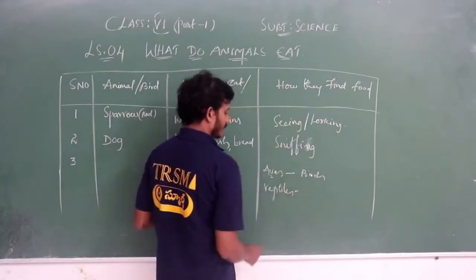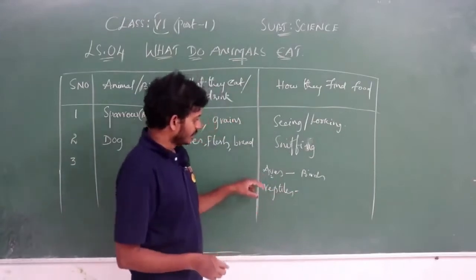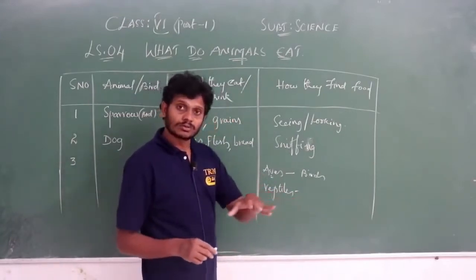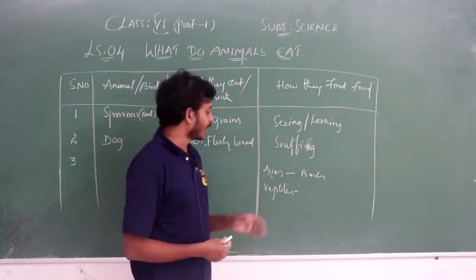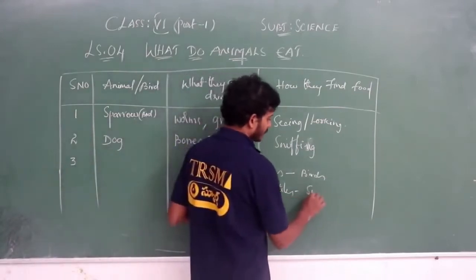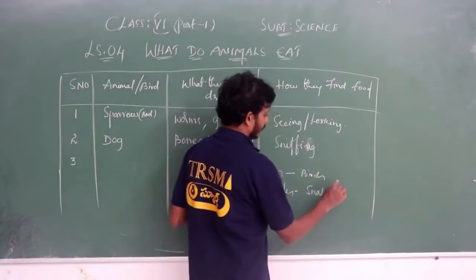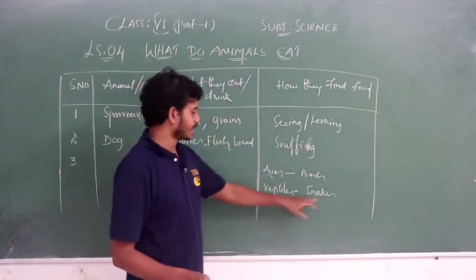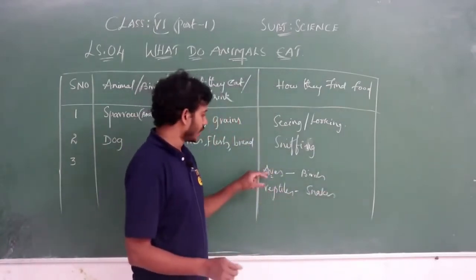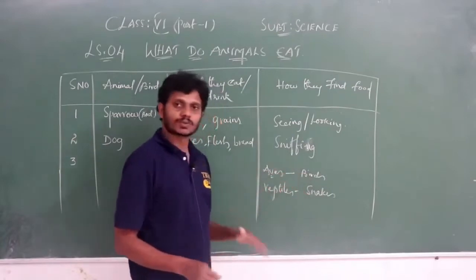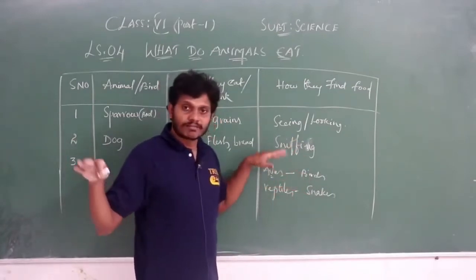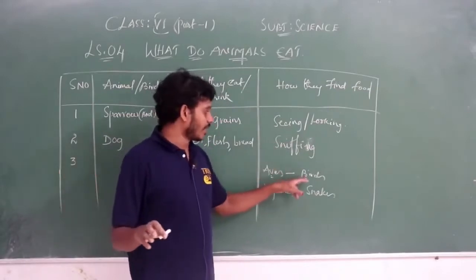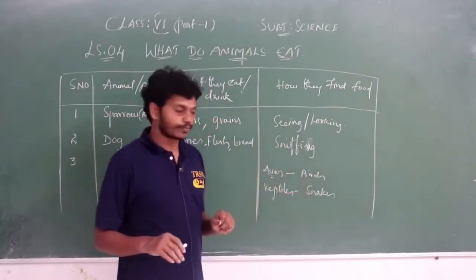Reptiles. Reptiles means those which can crawl, which can move on the ground, like snakes. Snakes come under reptiles only. Aves, birds come under aves, which can fly. Which can fly, we call them aves. All the birds come under aves only.